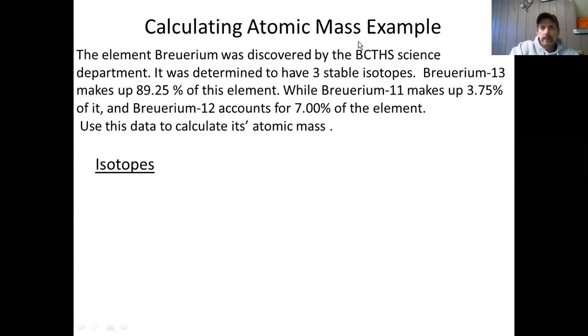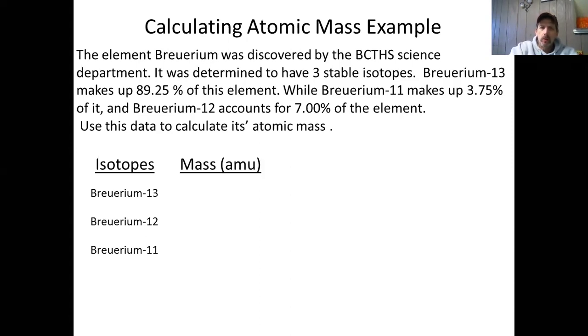So let's take a look at exactly how this works. What we first do is we kind of make a chart. The chart lists what isotopes we have. So there are 3 different isotopes. So we read the words carefully. We have 3 isotopes of beryllium: 13, 12, and 11. The next thing we do is we list the masses. Well, that comes from the mass number, right? The number right after the name of the element. 13 atomic mass units, that means total parts in the nucleus, protons and neutrons.